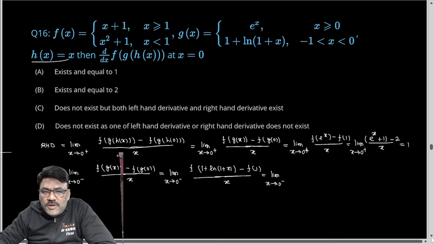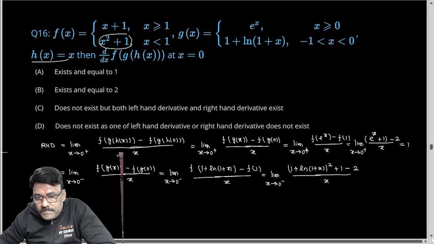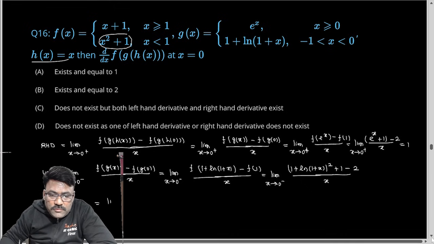So hence f(x) is x square plus 1 when x is less than 1, but you are not writing f(x) here. You are writing f of 1 plus log(1 plus x). So in this rule, replace x with 1 plus log(1 plus x). So x will be replaced with (1 plus log(1 plus x)) whole square plus 1. f(1) is 2 over x. And now you can see that this 1 minus 2 will become minus 1. So it is limit x approaching 0 minus, (1 plus log(1 plus x)) whole square minus 1 by x.